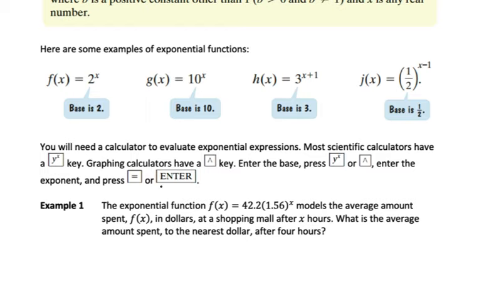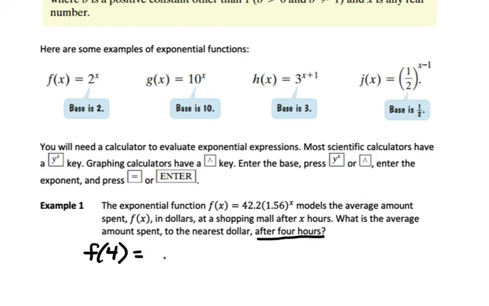It says the exponential function f of x equals 42.2 times 1.56 to the x power models the average amount spent, f of x, in dollars at a shopping mall after x hours. What is the average amount spent to the nearest dollar after 4 hours? Since we want to find the amount spent after 4 hours, and x is the number of hours spent at the mall, we're going to plug 4 in for x. So we're going to calculate f of 4.